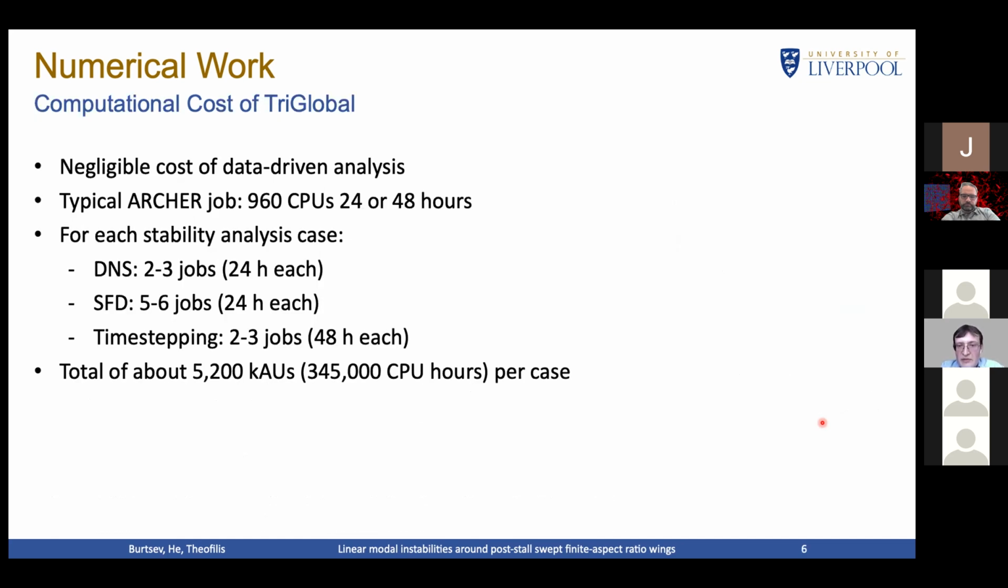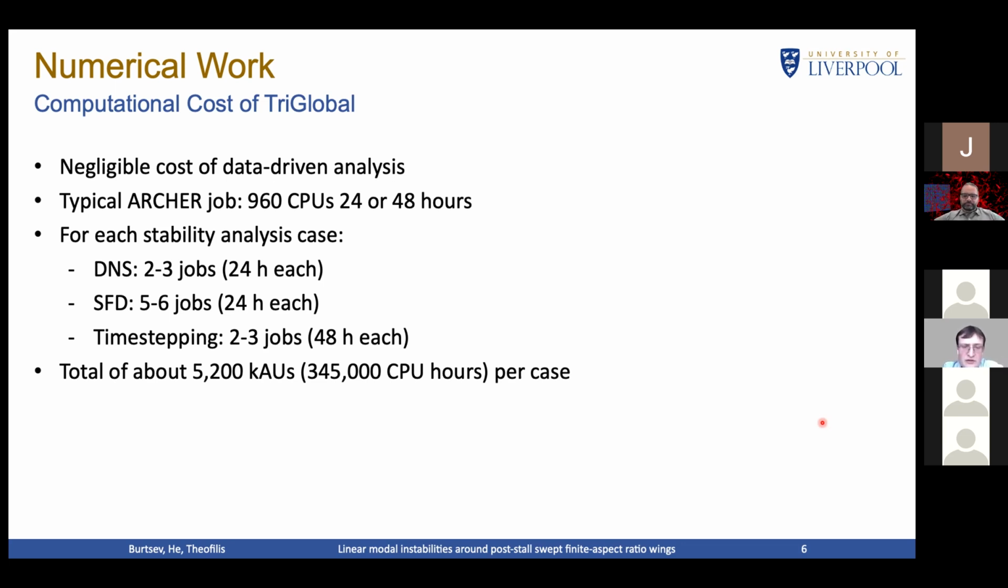So I want to briefly mention the high computational cost of this work. The cost of data-driven analysis is pretty much negligible. Some of it could probably be done on a laptop, but the main cost comes from global stability analysis. So to compute, a typical Archer job would be 960 cores, and either 24 or 48 hours.